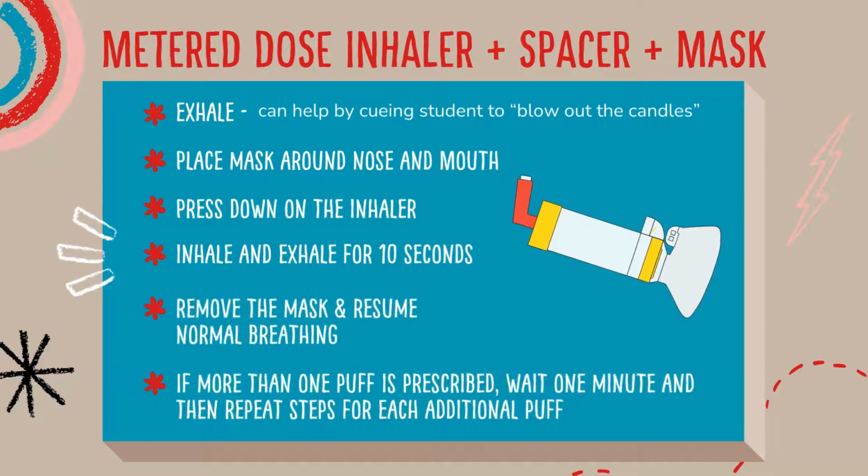Finally, to use a metered dose inhaler with a spacer and a mask, the student should first exhale completely, then place the mask around their nose and mouth, forming a tight seal. Press down on the inhaler, and the student should inhale and exhale for a total of 10 seconds, counting out loud to ensure appropriate delivery of medication. The mask can then be removed, and if additional puffs are prescribed, they can be administered following the same steps, waiting 1 minute between puffs.